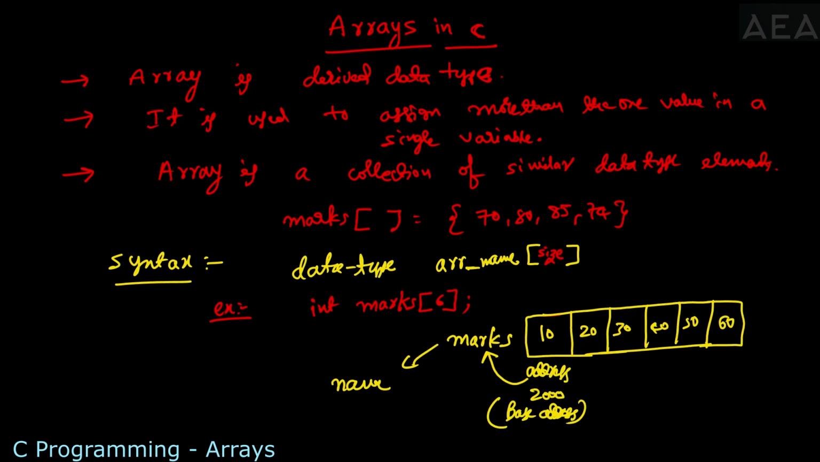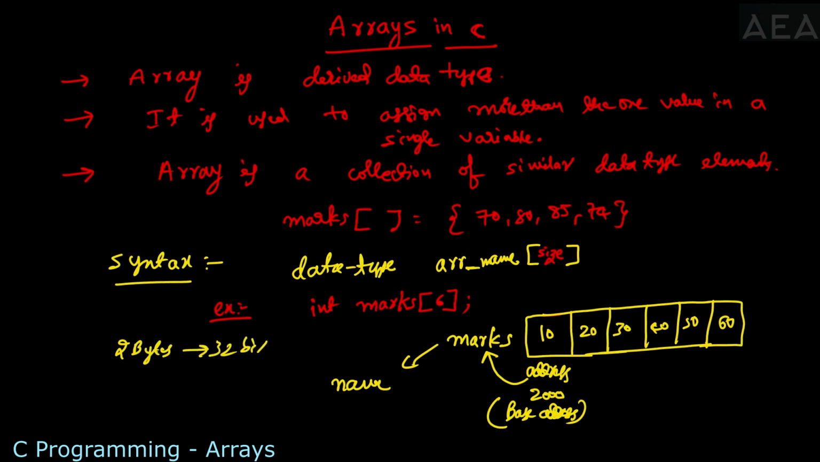In this address, which value does it store? Integer values, because I have mentioned the data type as int. So it stores each value as an integer. Totally how many integers are there? 6 integers. Now for integer memory allocation, each integer occupies how many bytes of memory? 2 bytes for a 32-bit processor.